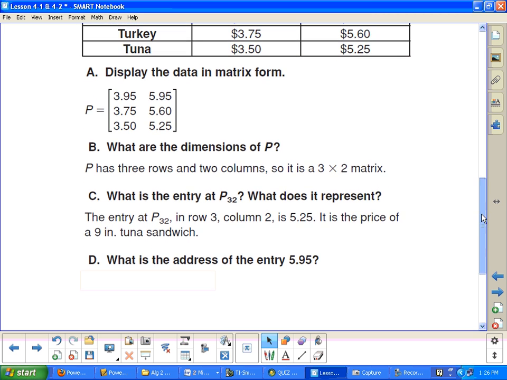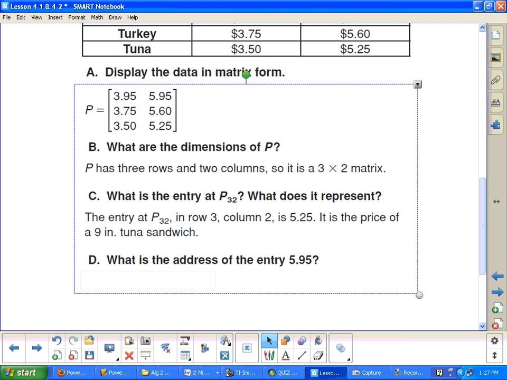So what's the address for the entry that's 5.95? Jordan? P sub 12. Okay, P sub 12. All right, because we're in row 1, column 2.